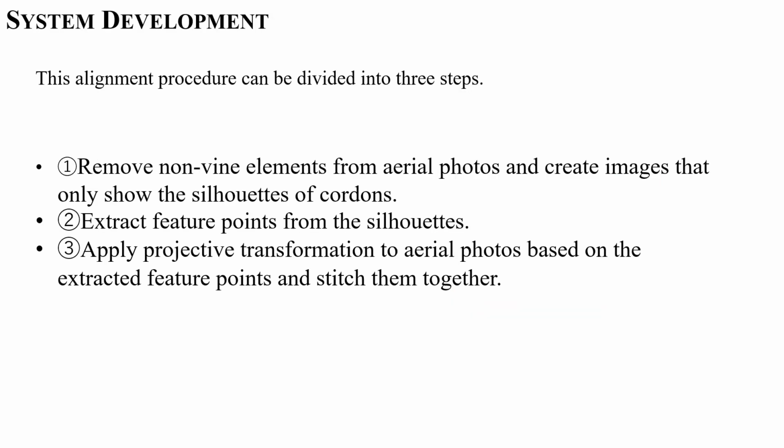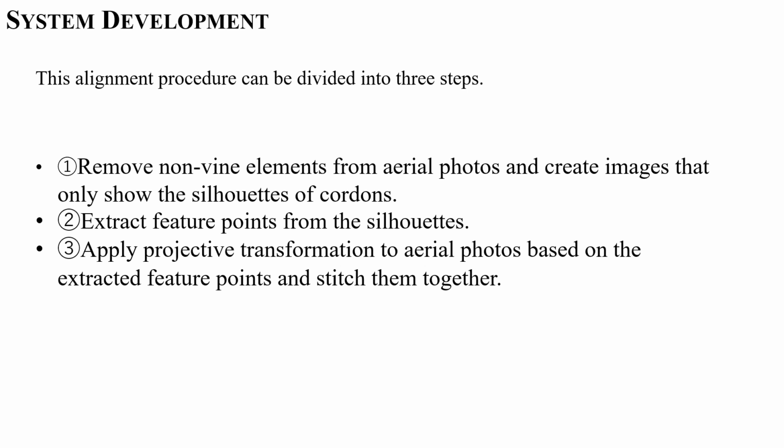In order to address the issue of misaligned cordons at the edges of aerial photographs, we have developed an aerial photograph correction system. This alignment process can be broken down into 3 crucial steps. Step 1. We begin by removing non-vine elements from the aerial photos, creating images that display only the silhouettes of cordons. Step 2. Next, we extract feature points from these cordon silhouettes.